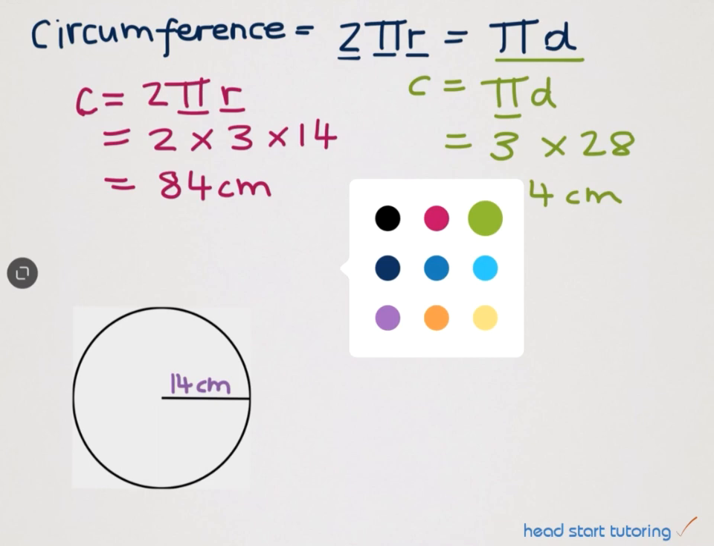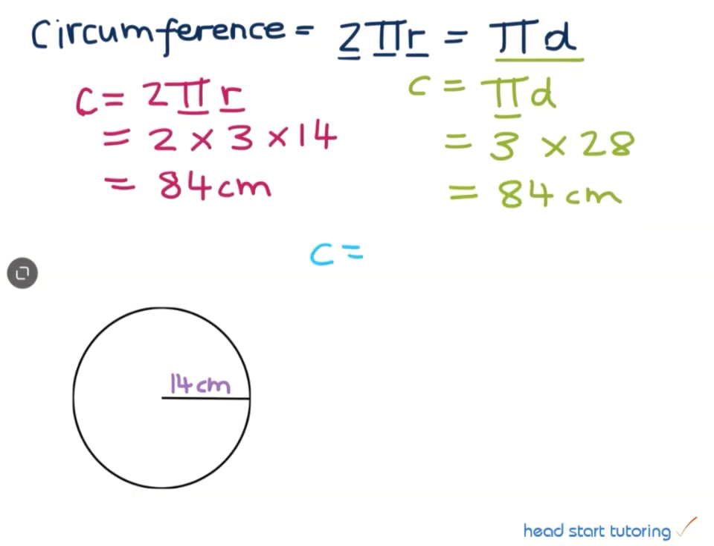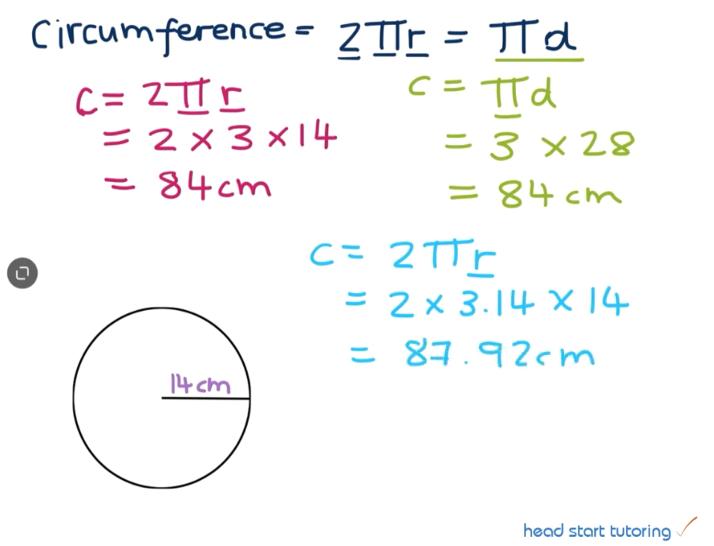If we have a look at the circumference of this circle using pi equal to 3.14, we can say 2 times pi times r. You can choose whichever formula you'd like to use. Then this would be 2 multiplied by 3.14 multiplied by 14, because our r is our radius, and our radius is equal to 14. So this will give us an answer of 2 times 3.14 and then multiplied by 14, which gives us an answer of 87.92 centimeters.